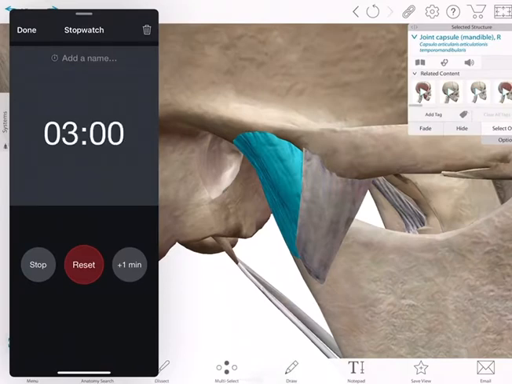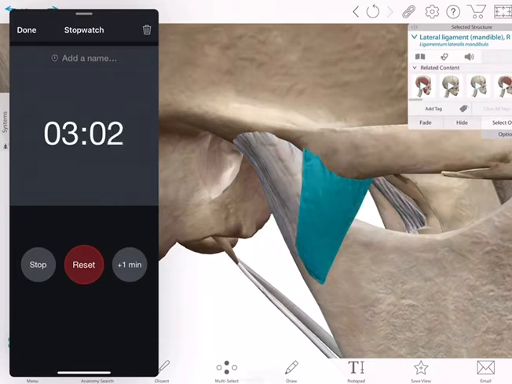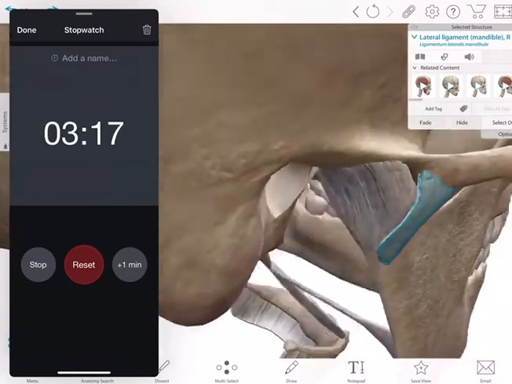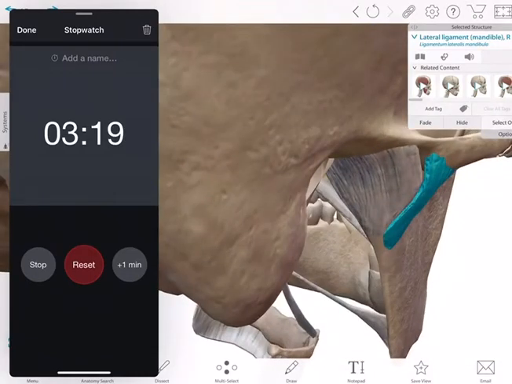Let's talk about ligaments. We have 4 ligaments. Firstly, the lateral ligament. The lateral ligament is the closest ligament to the TMJ. It is located lateral to the capsule. As we see here, lateral to the capsule, we have the lateral ligament.